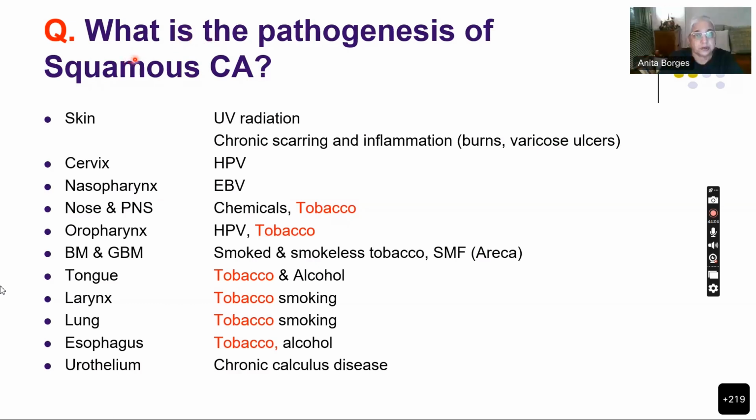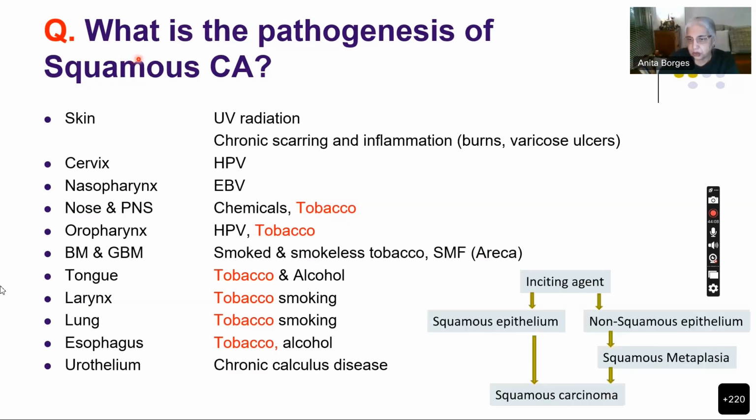Now, before we go to the next part, this is what you were trying to talk about, Asma. You were saying that you have an inciting agent which acts on squamous epithelium, and through a whole series of other pathways and events, it becomes a squamous carcinoma. If you have non-squamous epithelium, it goes through the stage of squamous metaplasia, and then you get squamous carcinoma. If you think about it in this way, I don't think you have a problem answering such a question. You won't find it written as pathogenesis of squamous carcinoma in your textbooks, but you have to be able to answer questions while you are on your feet.